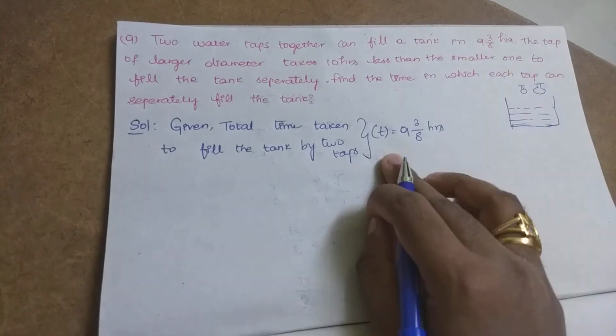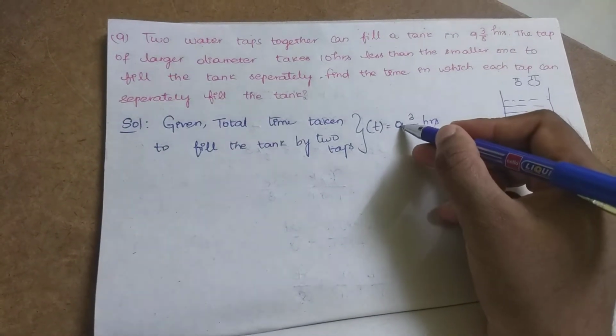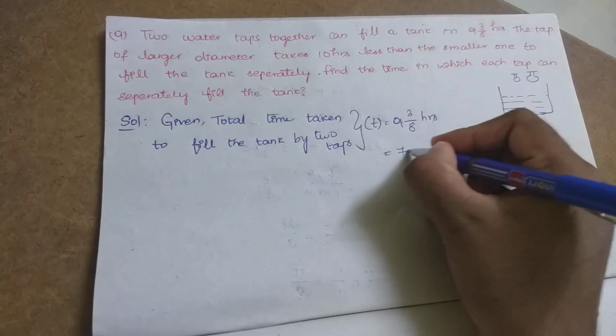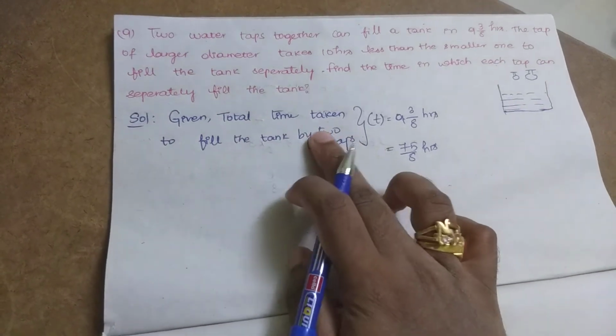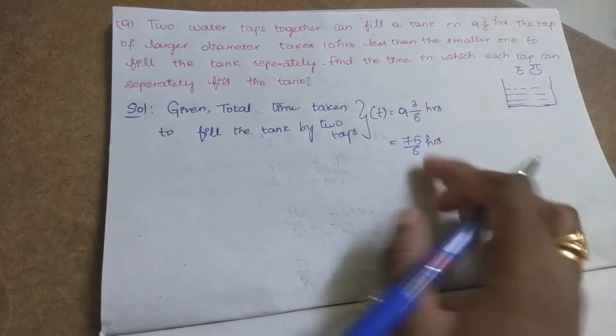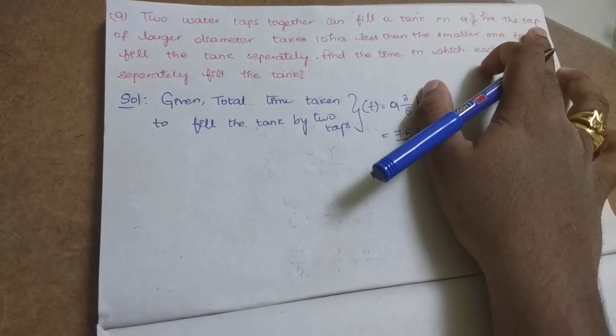So it is in the form of a mixed fraction. Let us convert this into an improper fraction. 8 nines are 72, 72 plus 3, 75/8 hours. Clear? So the total time taken, I have considered it as t, and I have converted it into an improper fraction. After that, what is the condition they have given?